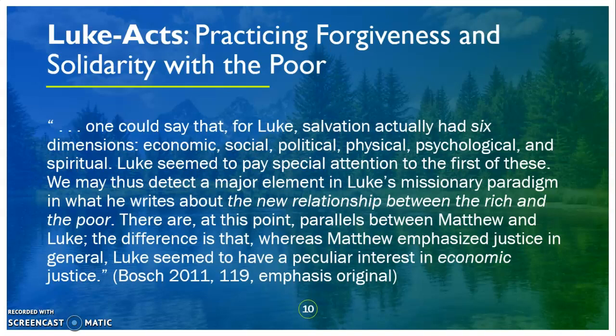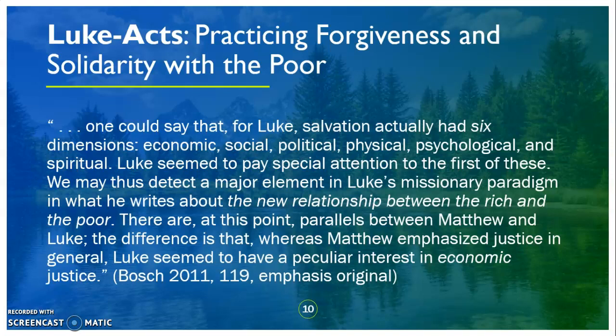So in Luke-Acts, we have the focus of mission as practicing forgiveness and solidarity with the poor. And there he says, one could say that for Luke, salvation actually had six dimensions: economic, social, political, physical, psychological, and spiritual. Luke seemed to pay special attention to the first of these, which means dimensions of salvation that are economic, social, political, while we as evangelicals and Pentecostals, I guess it's fair to say, we often have focused on the more personal and spiritual aspect of salvation.